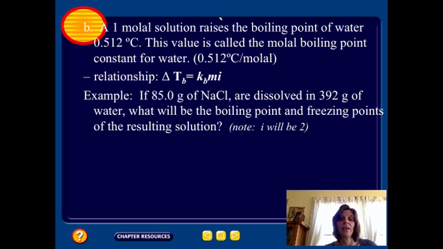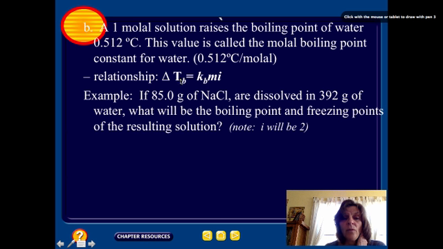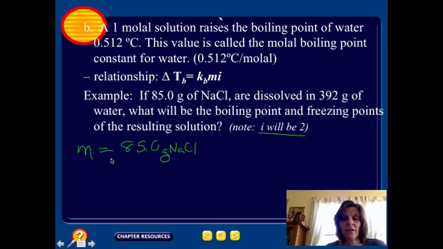All right, so here's our problem. If we put 85 grams of sodium chloride in water, 392 grams specifically, what will be the boiling point and freezing points? i will be 2 again because it's NaCl, 2 particles. All right, so we want the K values, we want the molality, and the i. We know i is 2. Let's find the molality. We know that we have 85 grams of NaCl in 392 grams of water, which is a solvent.